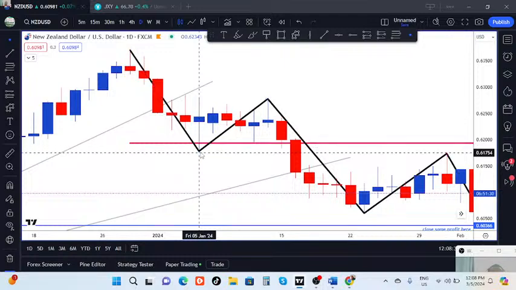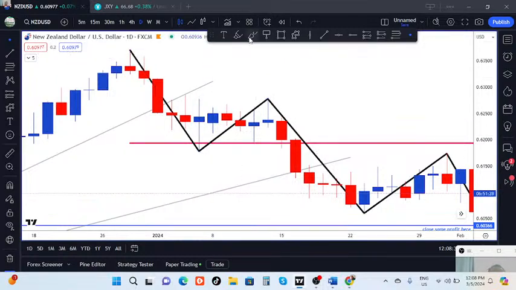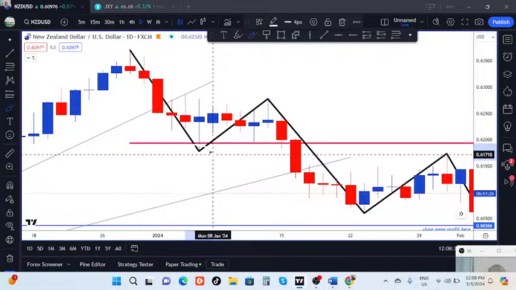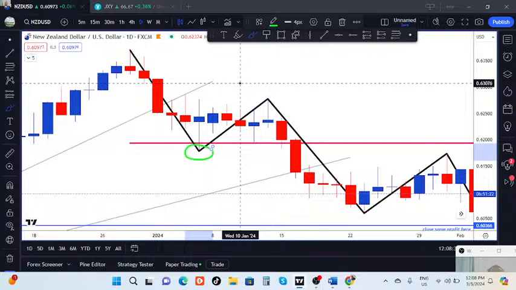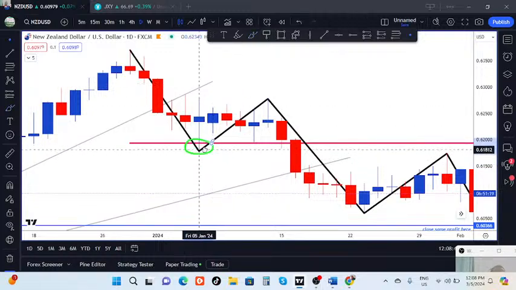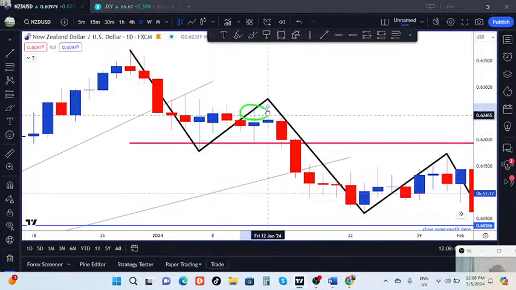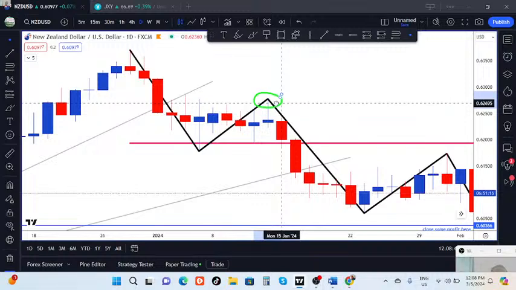Is this low relevant? This low right here is relevant, okay? Color green. So this low here is relevant, right? What about this high? It's also relevant, right? Good.